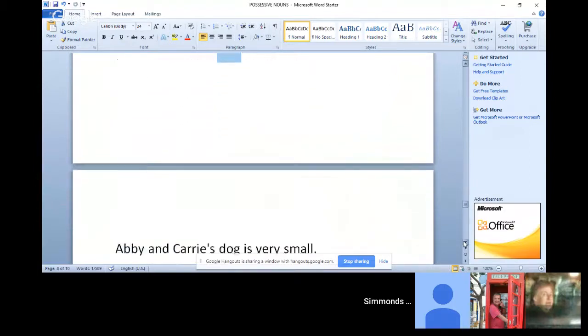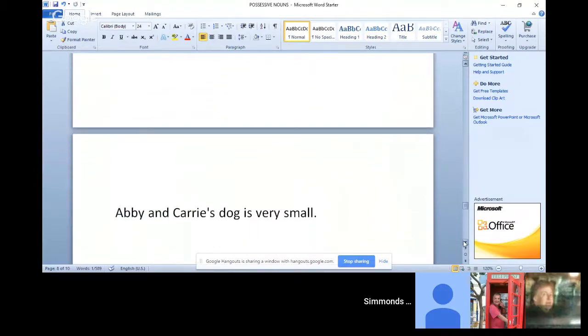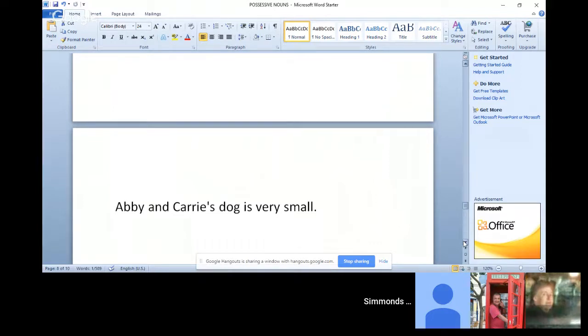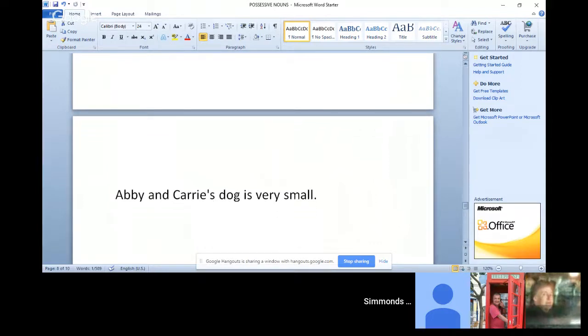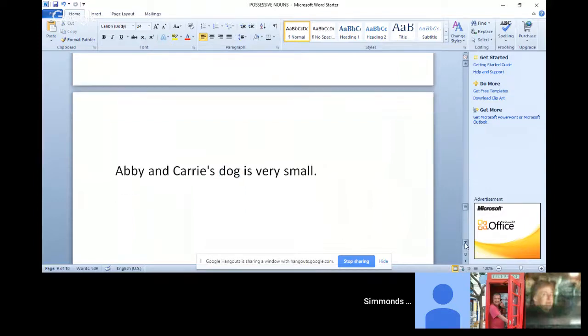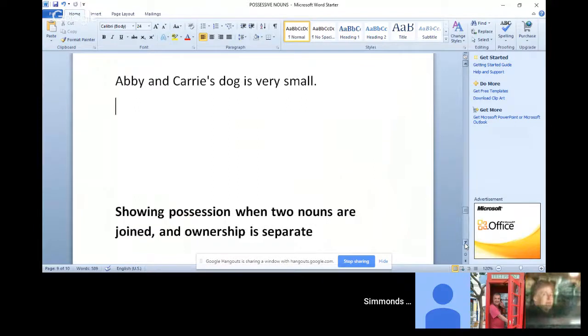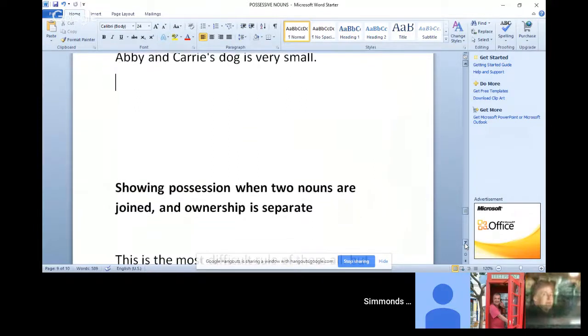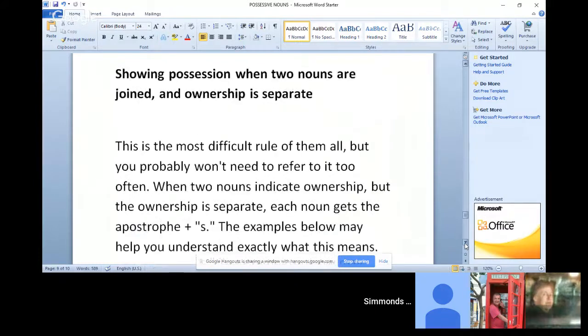So another example of this would be Abby and Carrie's dog is very small. So Abby and Carrie own one dog, and that dog is very small. Does that make sense? Yeah. All right, good. So this isn't too difficult. However, we also want to show possession when two nouns are joined and ownership is separate. This is going to get confusing.